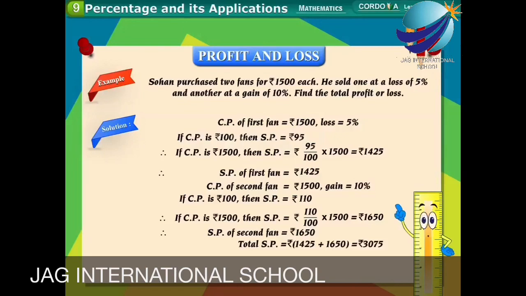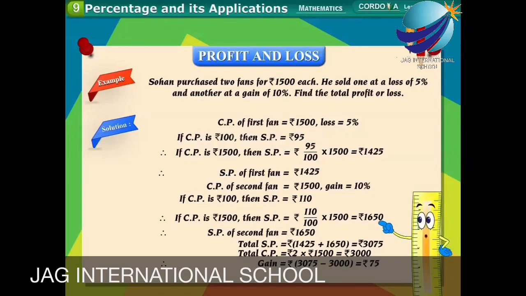Therefore, total SP is equal to rupees 1,425 plus 1,650 is equal to rupees 3,075. Total CP is equal to 2 multiplied by rupees 1,500 is equal to rupees 3,000. Therefore, gain is equal to rupees 3,075 minus 3,000 is equal to rupees 75. Hence, total gain is rupees 75.